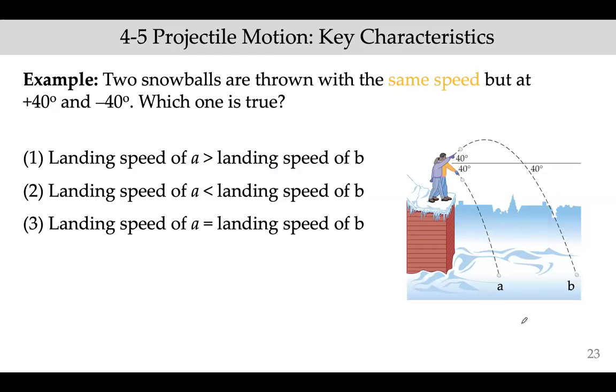Okay, so related to that, let's do this example. 2 snowballs are thrown with the same speed, but at positive 40 degrees and negative 40 degrees. So which one is true? One of them is thrown this way with speed v. The other one is thrown with negative 40 degrees this way with, again, the same speed. So they're going to land on A and B. Is the landing speed of A greater than the landing speed of B, or equal, or smaller? So which one is true?